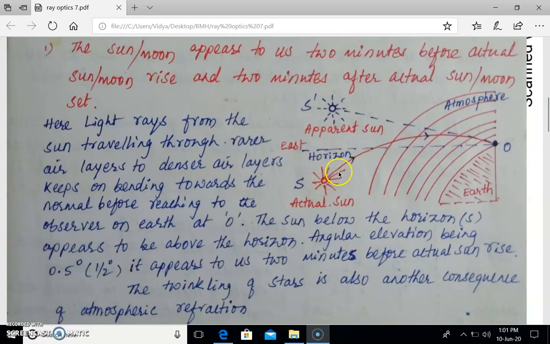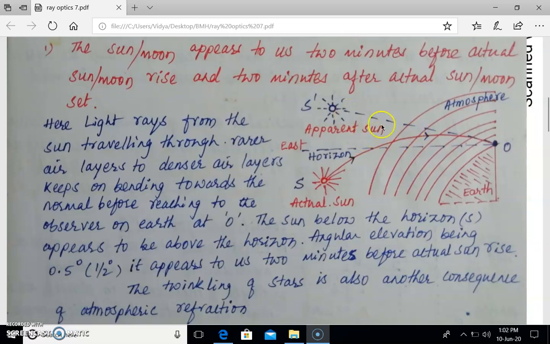The sun rays advancing through these atmospheric air layers, traversing from a rarer air layer to a denser air layer, keep on bending towards the normal. So this is how the light rays suffer a number of refractions through this atmospheric air, then reach the point where the observer is standing. For an observer, the light rays appear to come from this direction. So here S is the actual sun and S dash is the image of the sun, that is the apparent sun.